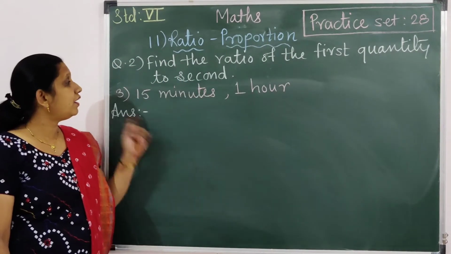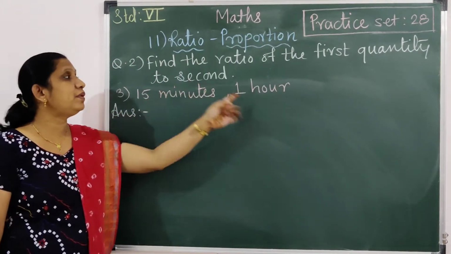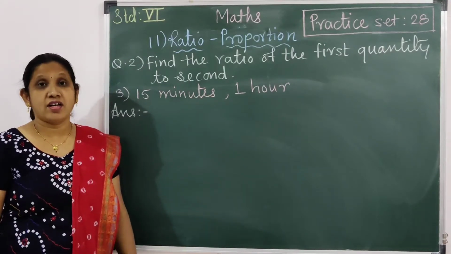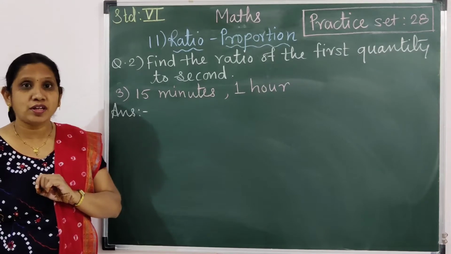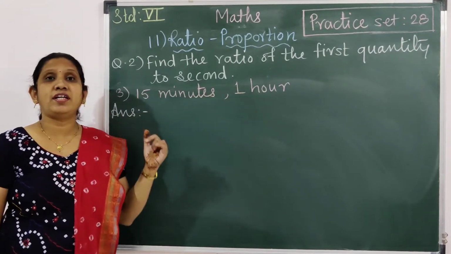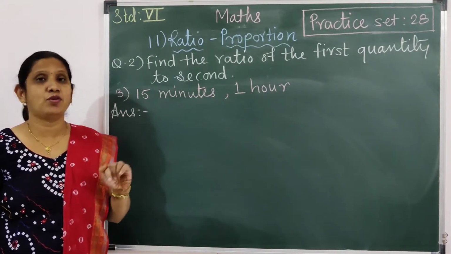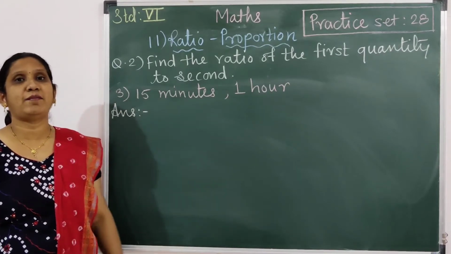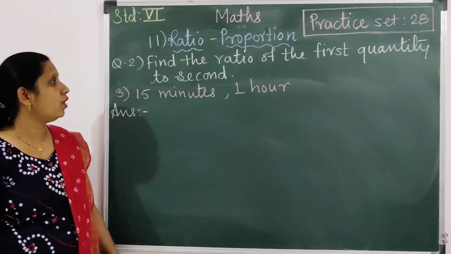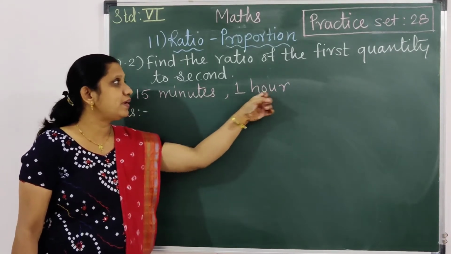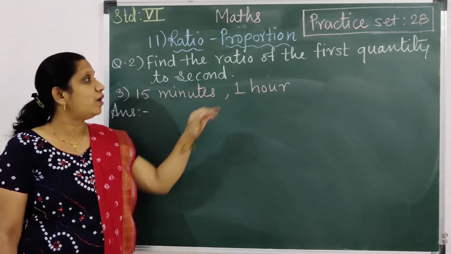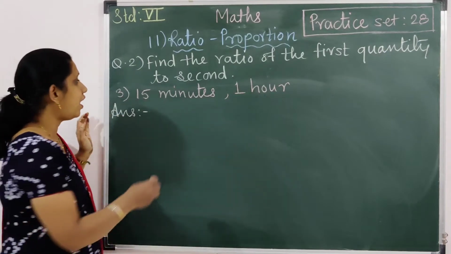See students, the third example is given: 15 minutes and 1 hour. Children, always remember whenever we have to find out the ratio, both the quantities should be in the same unit. Then and only then can we find the ratio. Here, which is the smallest unit? Minutes, and which is the biggest? That is hour.